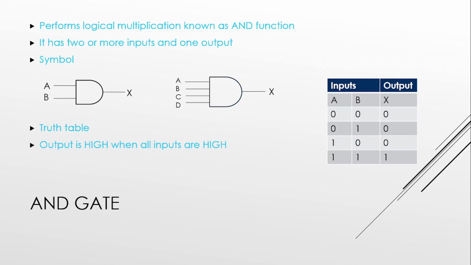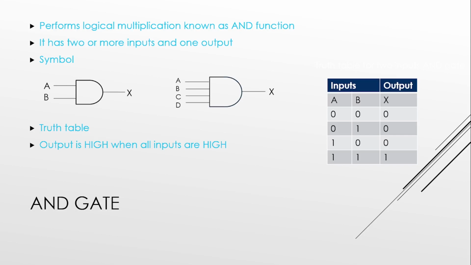Since it is a logical multiplication, when A and B, two inputs, are 0, what will be the output? It will be 0, logical multiplication. Then A is 0, B is 1, again output is 0. A is 1, B is 0, again 0. And when A is 1, B is 1, output is 1. So it is simply a logical multiplication that is known as AND function, and it is quite compatible with binary multiplication.